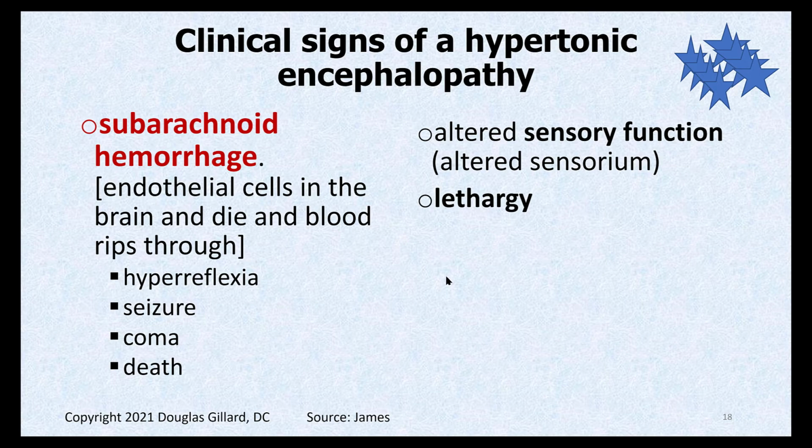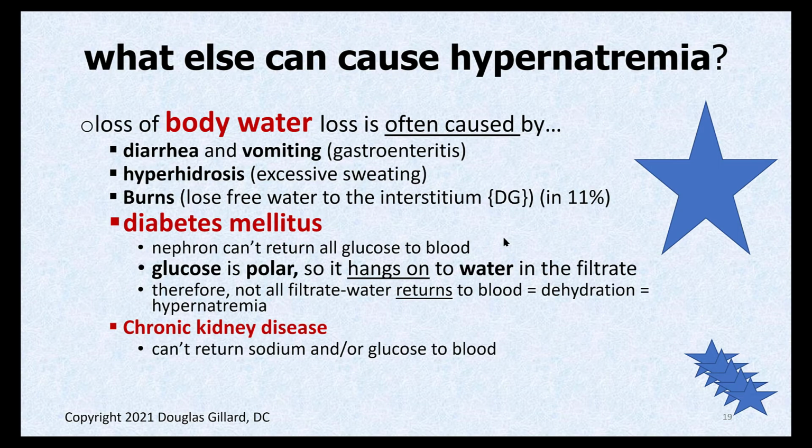What are the symptoms of this shrinking? Not only the brain, but the endothelial cells of the blood vessels of the brain can start to shrink and die and let blood flow into them. And you can get subarachnoid hemorrhage from this condition. Hyperreflexia, you can get all kinds of weird positive neurological findings. Seizures, coma, death, altered sensory function, lethargy. So not a good thing, this hypertonic encephalopathy.